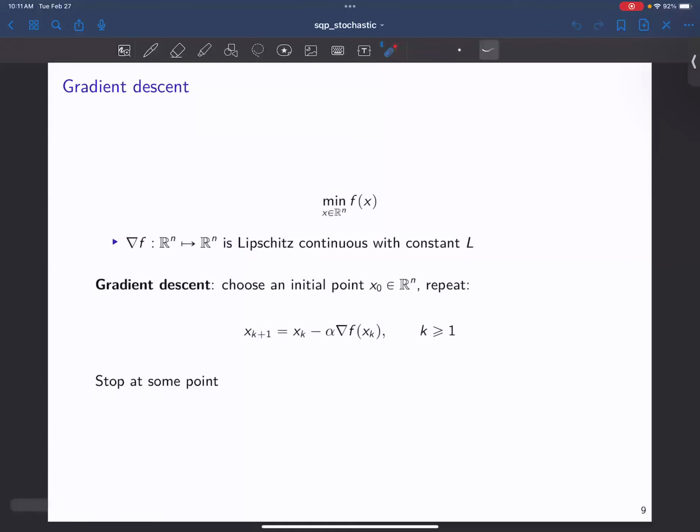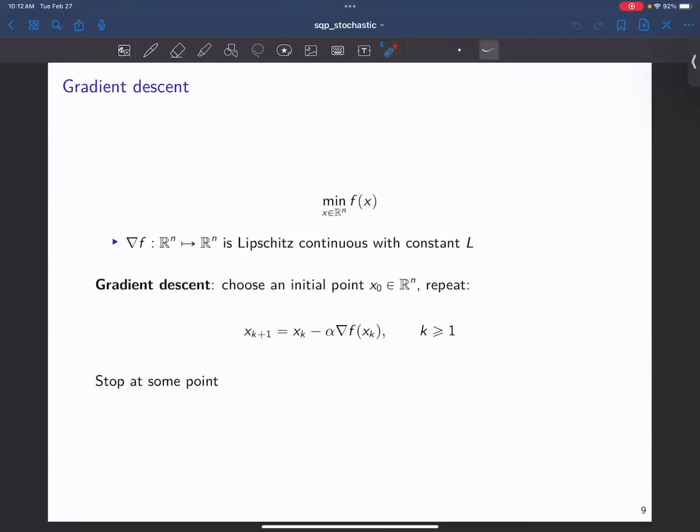So a prototypical class of algorithms that we use to minimize some smooth function f of x over the whole domain where we don't have constraints is the gradient descent algorithm. So this is a very nice algorithm where we start somewhere, just pick some point x0, and then we repeat the following iteration. We move our iterate in the direction of the negative gradient by some amount alpha times gradient f of x. And then at some point we stop.